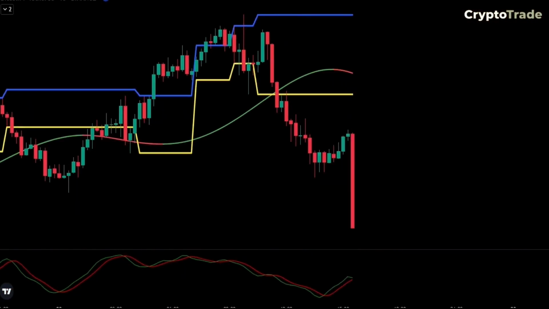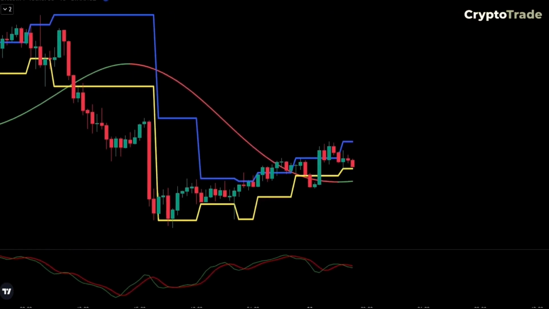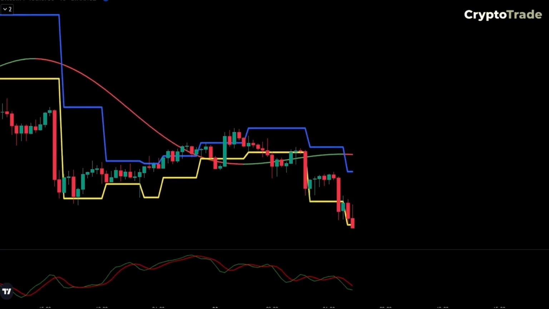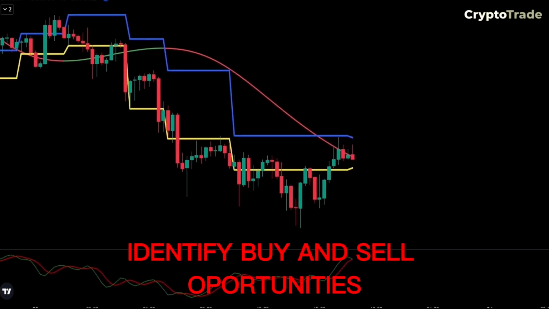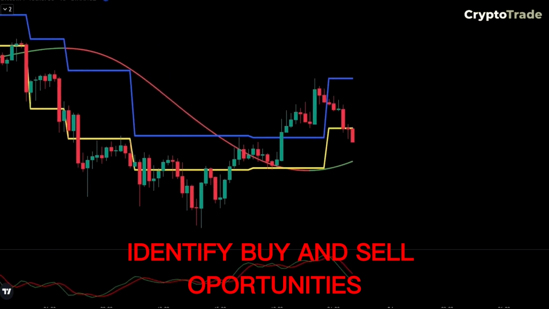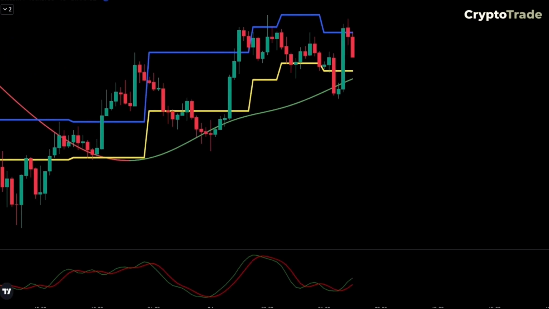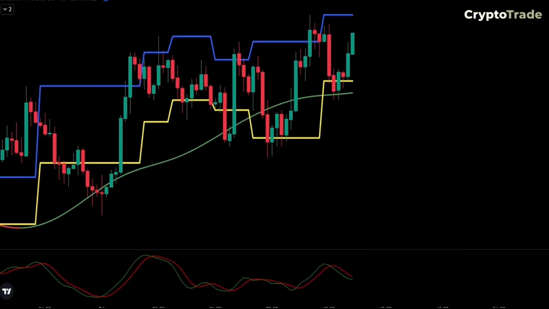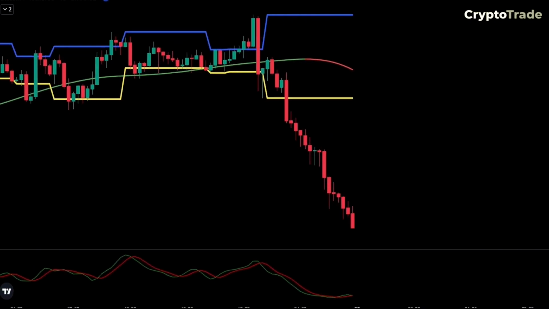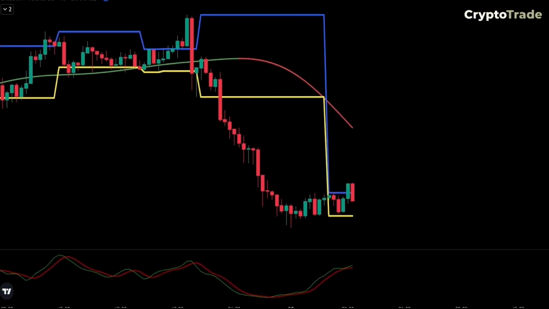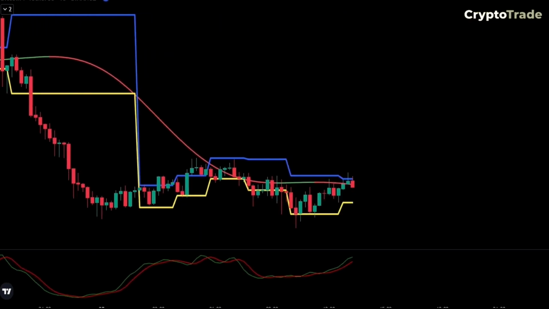First of all, let's talk about the Darva's box. This indicator is a technical analysis tool that was developed by Nicholas Darvas, a professional stock trader. The indicator is used to identify potential buy and sell opportunities in stock, forex, or cryptocurrency markets. The Darva's box indicator works by identifying boxes or trading ranges in an asset's price. The indicator is based on the idea that an asset's price will tend to trade within a certain range before breaking out to a new high or low.